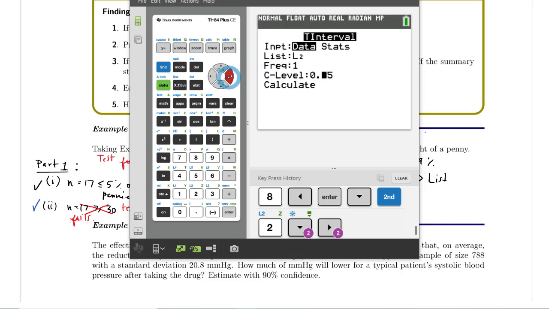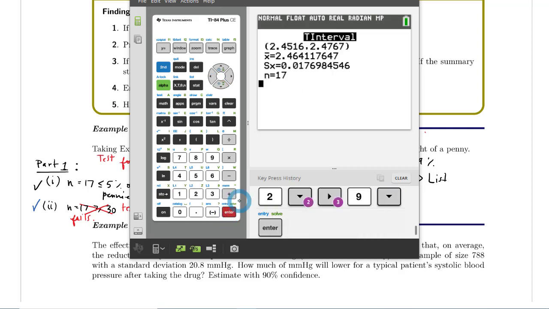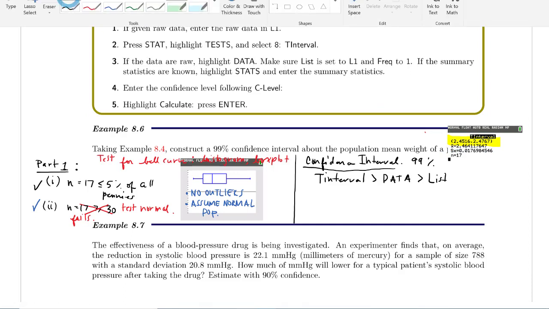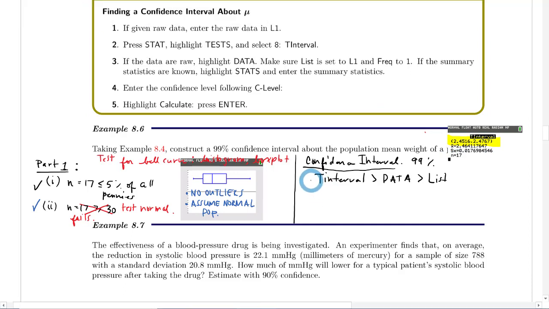Notice the confidence level defaults to 95. Ours is 99. And you're going to put 0.99, the actual decimal, because we can't do arithmetic operations with percentages, remember? Okay. So now here hit calculate. And notice that it gives us this T interval. And let me drag this over. So here is what the calculator gives us.